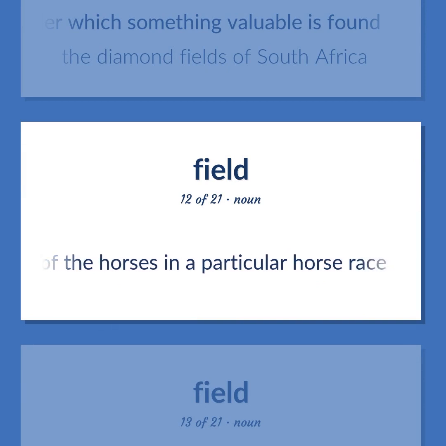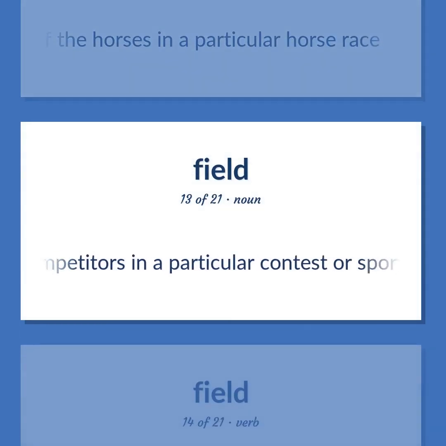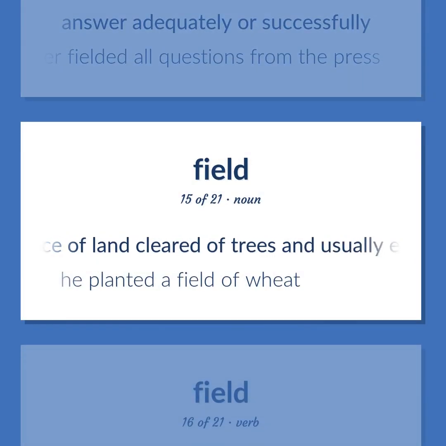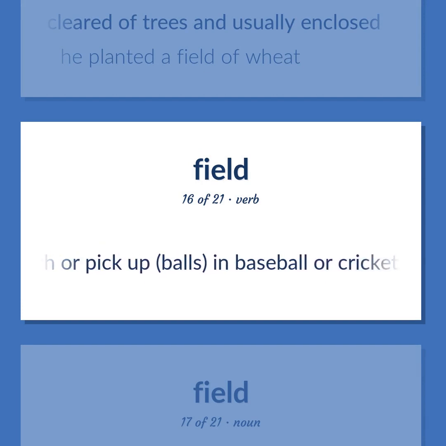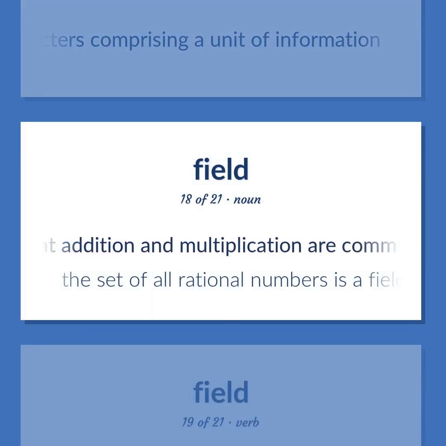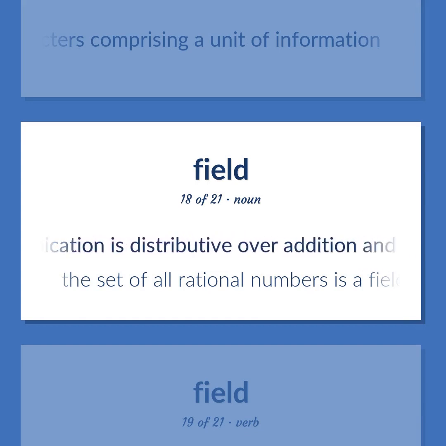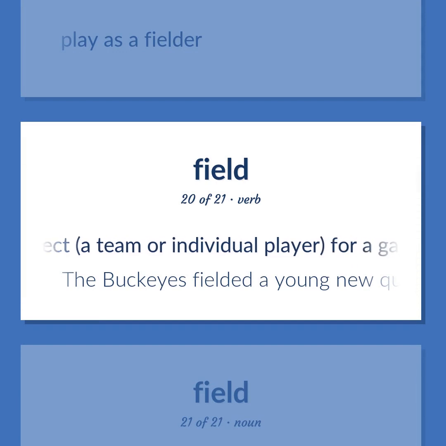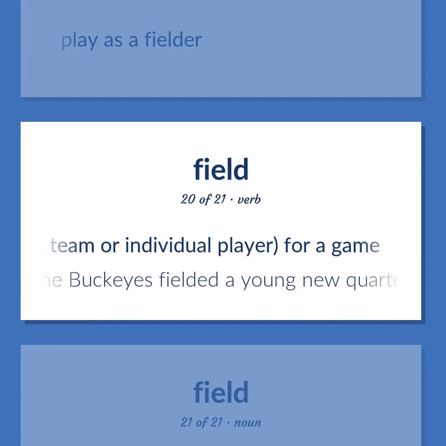All of the horses in a particular horse race. All the competitors in a particular contest or sporting event. Answer adequately or successfully. The lawyer fielded all questions from the press. A piece of land cleared of trees and usually enclosed. He planted a field of wheat. Catch or pick up balls in baseball or cricket. Computer science. A set of one or more adjacent characters comprising a unit of information. Mathematics. A set of elements such that addition and multiplication are commutative and associative and multiplication is distributive over addition and there are two elements 0 and 1. The set of all rational numbers as a field. Play as a fielder. Select a team or individual player for a game. The Buckeyes fielded a young new quarterback for the Rose Bowl.